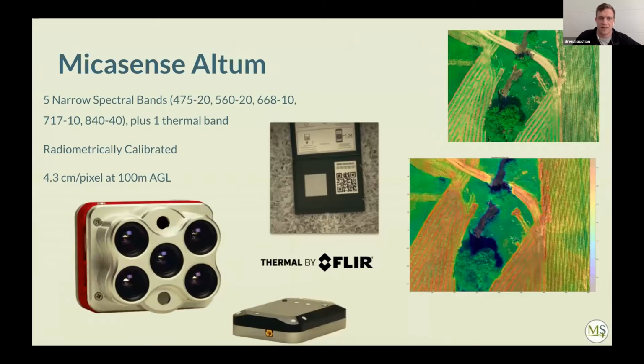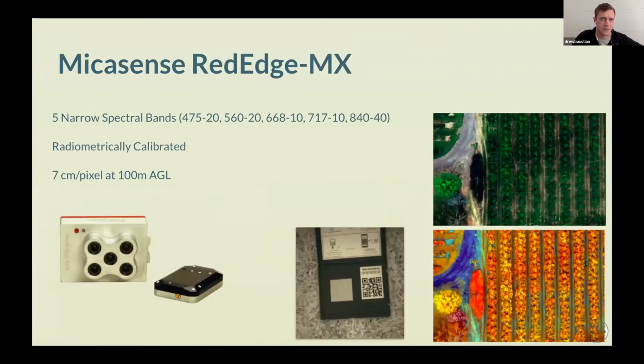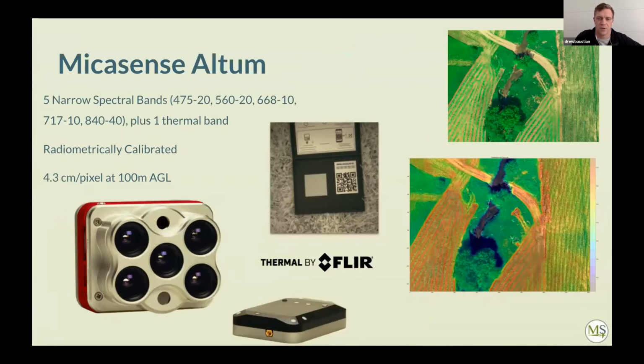Another one of our product lines is the Altum. This is a higher resolution version of the Red Edge. It's able to get about 4 centimeters per pixel spatial resolution at 100 meters AGL, whereas the Red Edge is more like 7. So if you're more interested in really granular spatial resolution data, the Altum's the better choice.